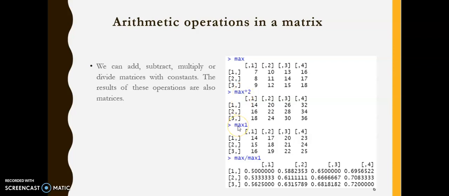Okay. And also we have max. What happens if we put max divided by max 1? So see, when you are dealing with a matrix and a constant number, the logic is as simple as I just described it to you. And if you want to do this thing by a matrix and matrix, the result is the last one. When you put max divided by max 1, what happens here?